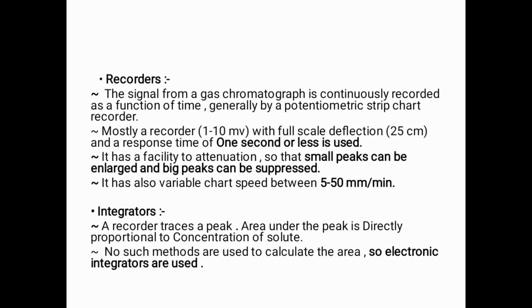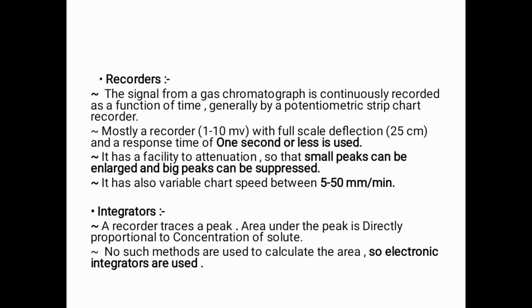The signal from a gas chromatograph is continuously recorded as a function of time. Generally, it gets recorded with the help of a potentiometric strip chart recorder. Mostly a recorder records 1 to 10 millivolt with a full scale deflection of 25 cm and a response time of 1 second or less. A recorder has a facility through which smaller peaks can be enlarged and bigger peaks can be suppressed. A recorder can run the chart at 5 to 50 mm per minute.